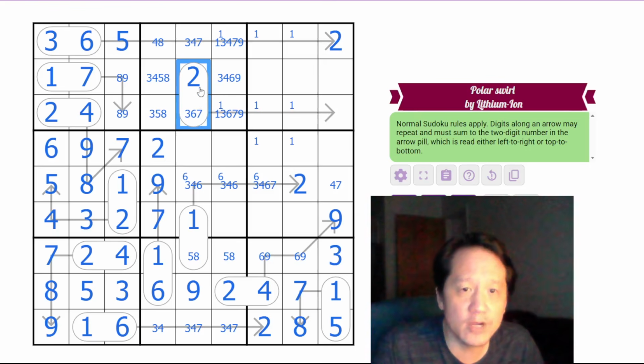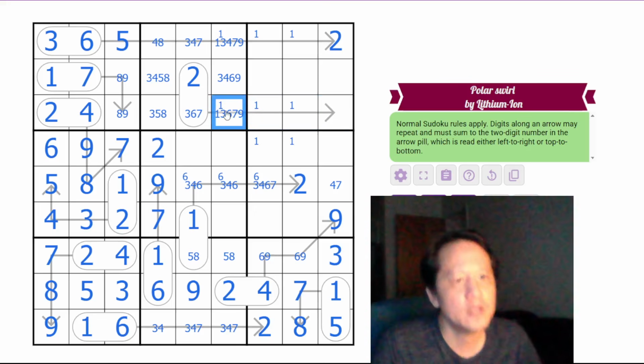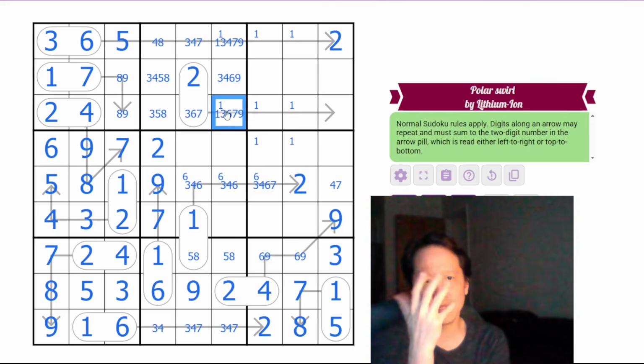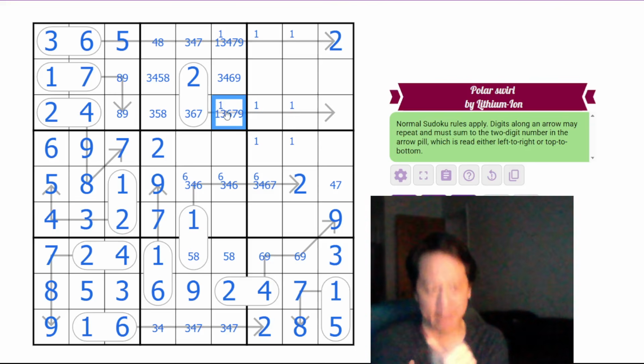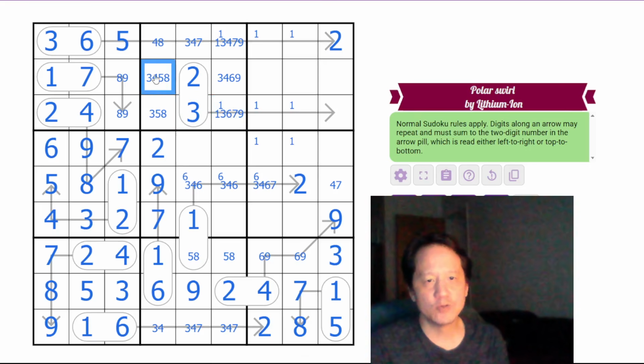So can you ever add up to 26 or 27 with a guaranteed 1 on the arrow? The answer is no. Because 1, 7, 8, 9 at maximum adds up to 25. So therefore, you can never reach 26 or 27. This must be 23, which eliminates 3 in the rest of the box.